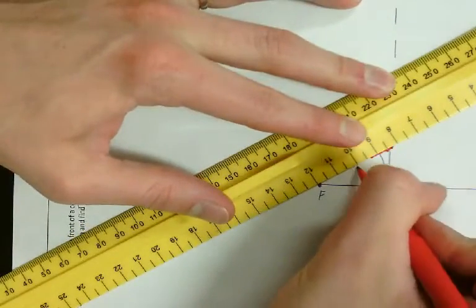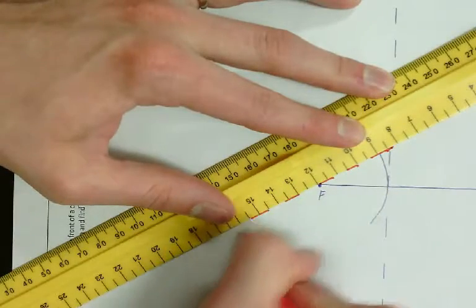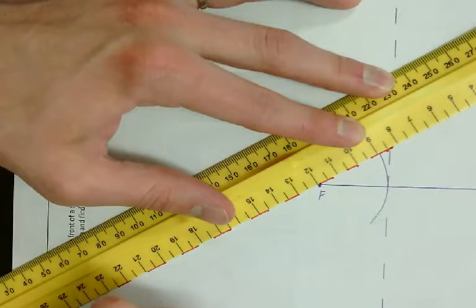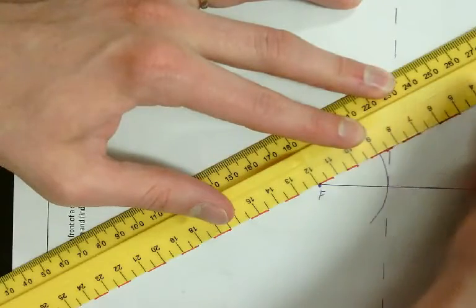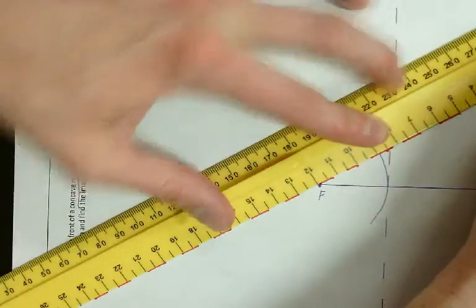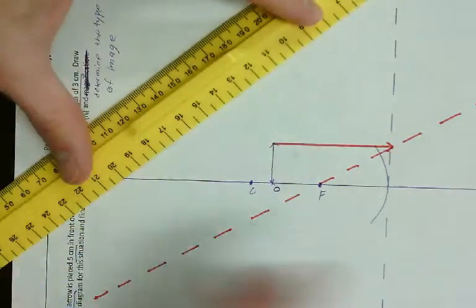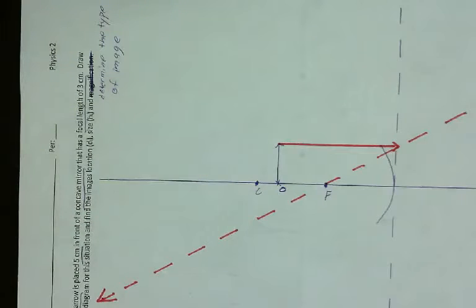And I like to make my reflections dashed so I can tell the difference between my reflection and my incident ray. That's just me. I also like to go backwards through the mirror to show where it looks like the light came from. And make it an arrow to show which direction it's going. There we go. Light ray number 1.